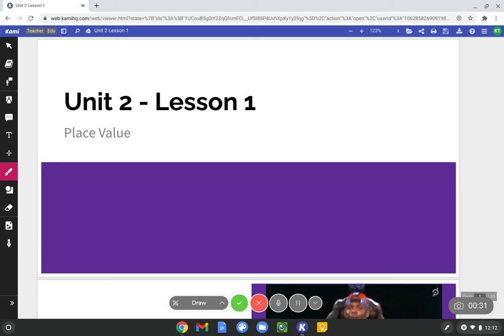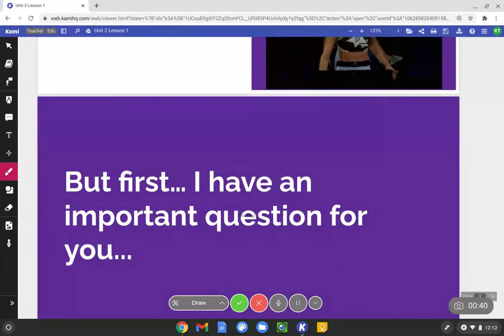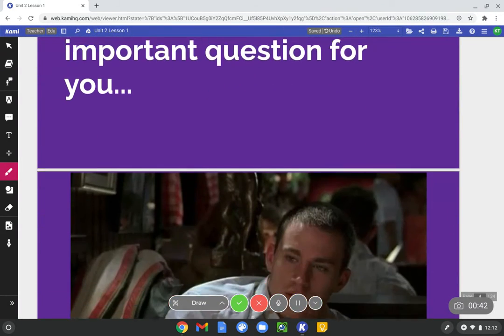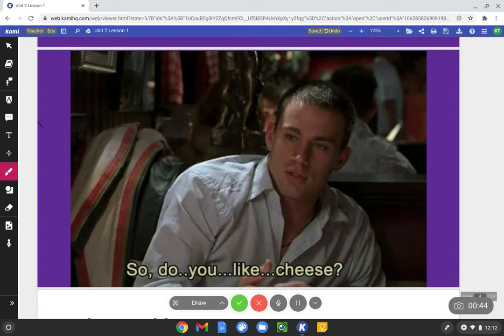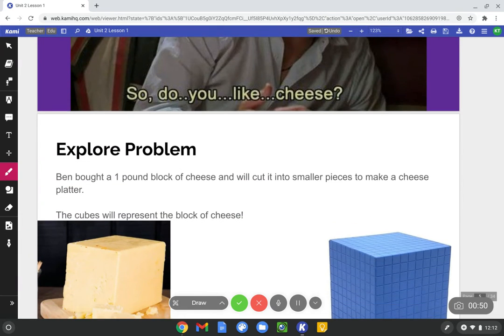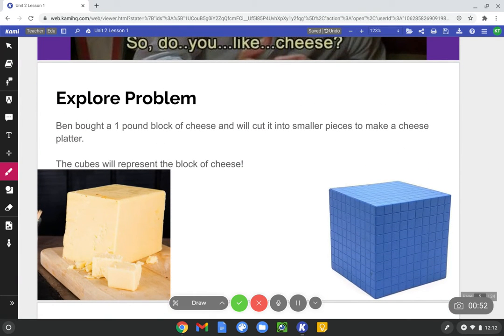But before we have fun, I think the number one question to ask somebody before you're about to have a fun time is this. So, do you like cheese? Because we are exploring place values through cheese. And this is going to be our introduction into place values.